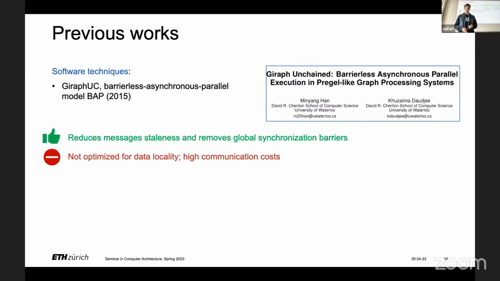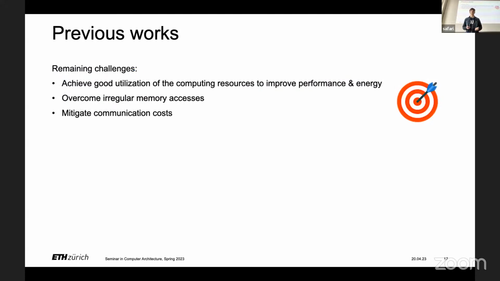Some software techniques are GRAPh-UC, which is a barrierless synchronous parallel model. This is very good for reducing message staleness and also for removing global synchronization barriers, but it is not optimized for data locality and comes with high communication costs. So overall, the remaining challenges that we have are to achieve a good utilization of the computing resources to improve both performance and energy. Then also we are trying to overcome the irregular memory accesses and also to mitigate these communication costs.